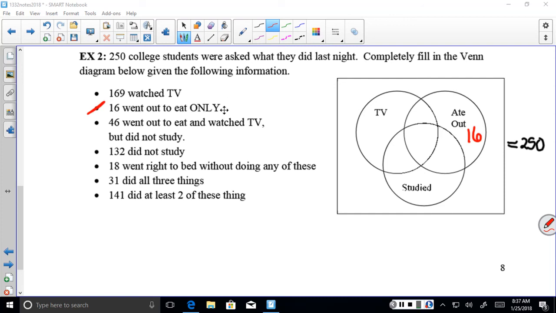46 went out to eat, so stop a second, just pause. We've narrowed it down already from 8 spots to they went out to eat, so these 4. And they watched TV, so we've narrowed it down now from these 4 to these 2. But they did not study, so they're right out here.